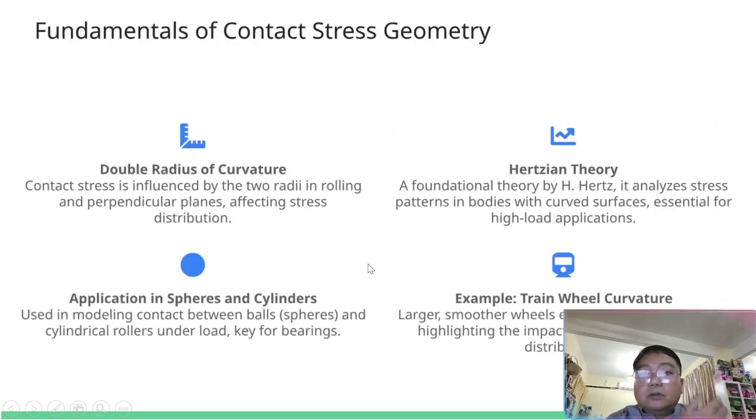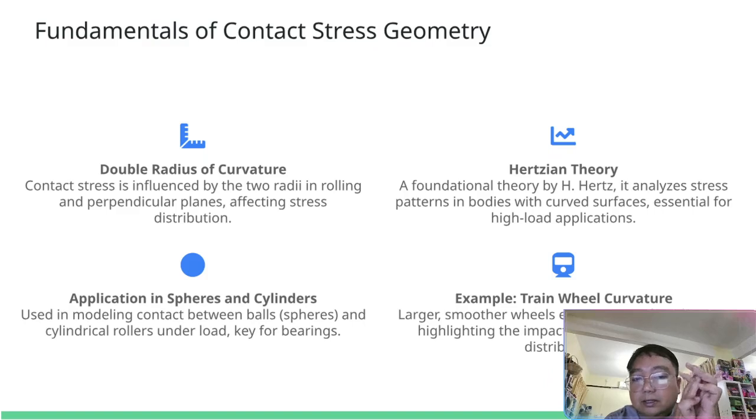So, fundamentals of contact stress geometry. They have a double radius of curvature. Why is there a double radius of curvature? Because of the things in contact. Imagine a ball. The bottom is in contact, and the left and right are also in contact with the outer cylinder. So it's called double radius. The contact stress is influenced by the two radii, in the rolling and perpendicular planes, affecting stress distribution. This is also the Hertz theory, the original theory by Hertz.